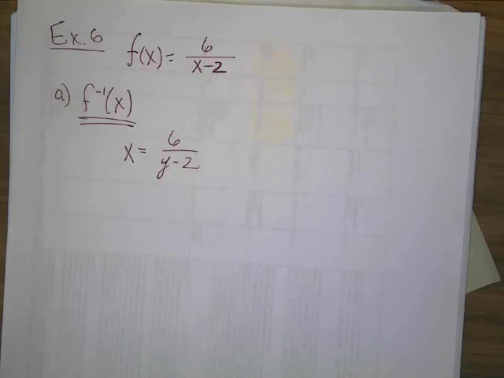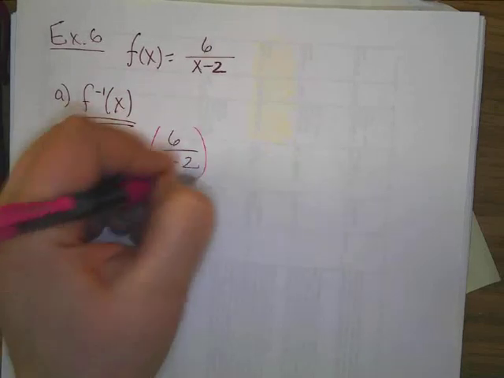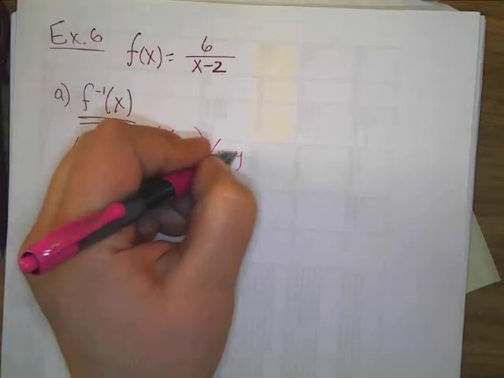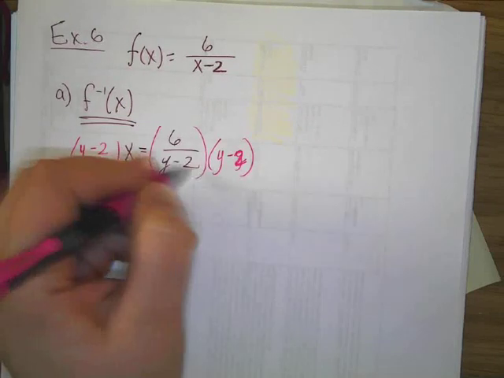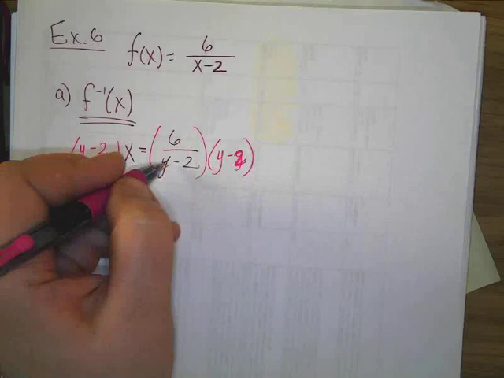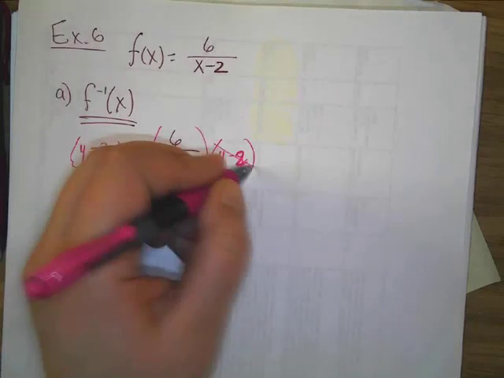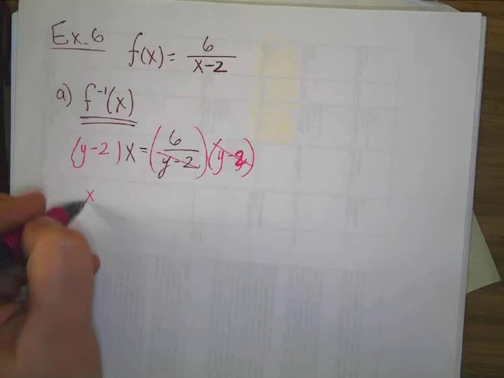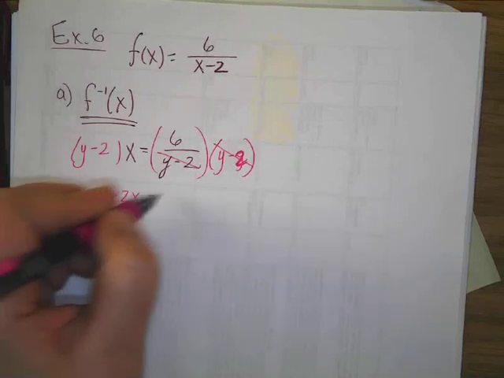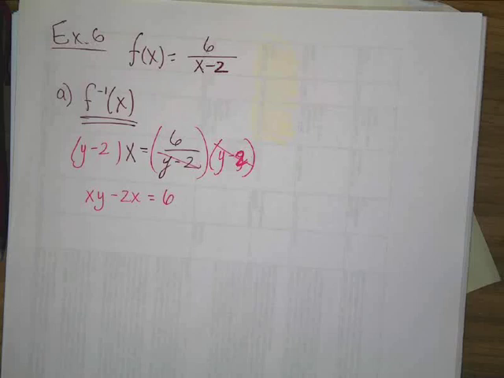What's the biggest problem right now? Where's y at? On the bottom. It's bothering me. So what I'm going to do is multiply by the bottom, y minus 2. Because what happens here? The y minus 2 cancel. You got to do the whole thing. So over here you have xy minus 2x equals 6.